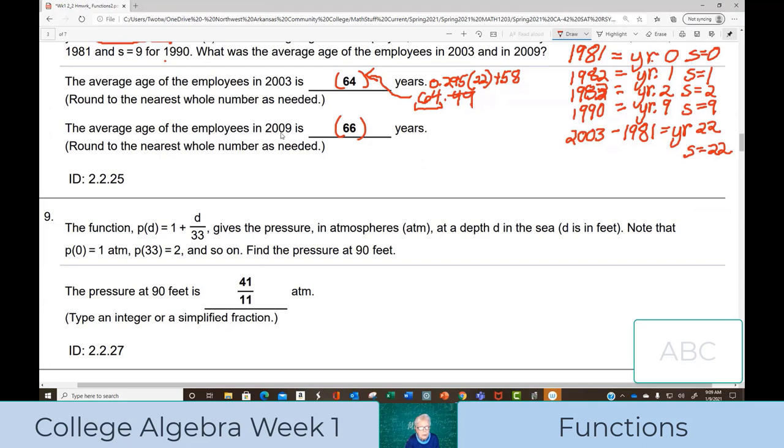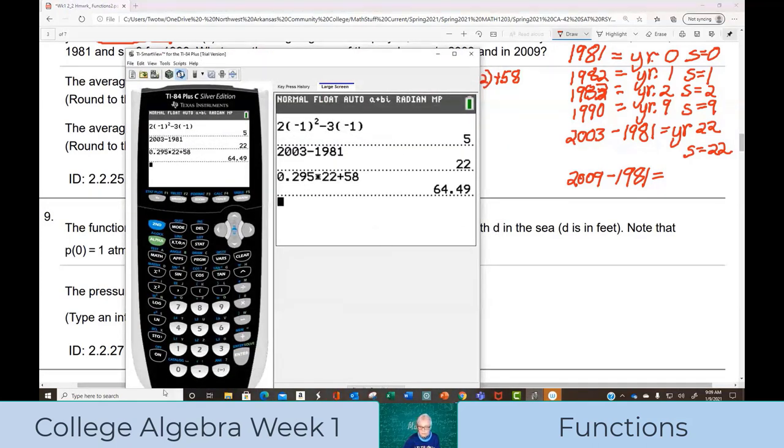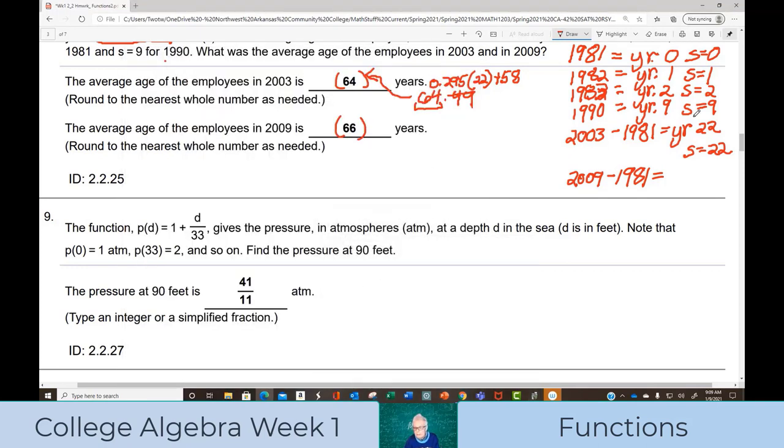Now we're going to look at the average age of employees in 2009. 2009 minus 1981 equals, well, that gives me a nice round 28. Right, that's going to be S equals 28. So I come over here, 0.295 times 28 plus 58.